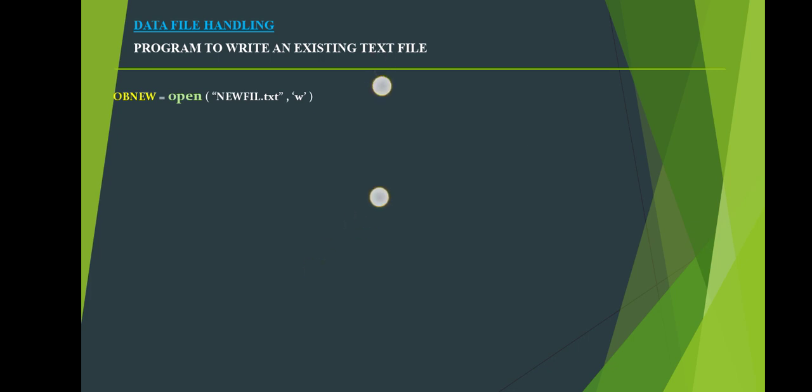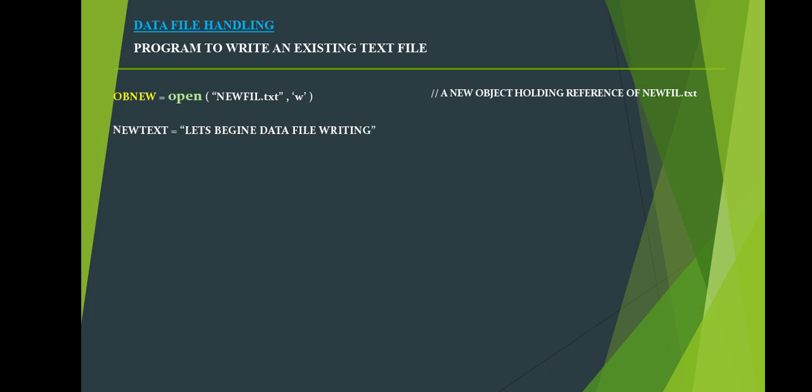So next, let's get the text as a string which has to be written to the linked file. So the new text variable has been created and it stores a string, and this is just creation of a string type variable. Now let's write this string type variable in the linked file, the file linked to the obnew object.